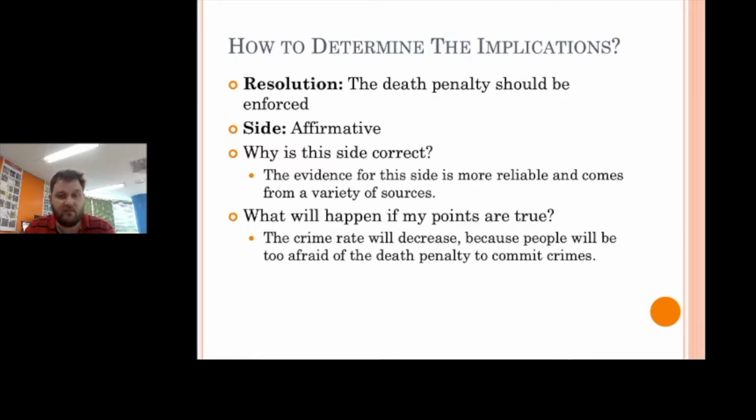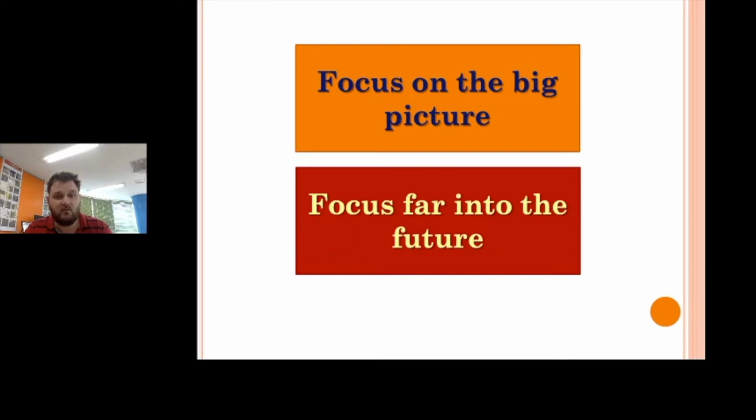What will happen if my points are true? The crime rate will decrease because people will be too afraid of the death penalty to commit crimes. So focus on the picture, focus far into the future.